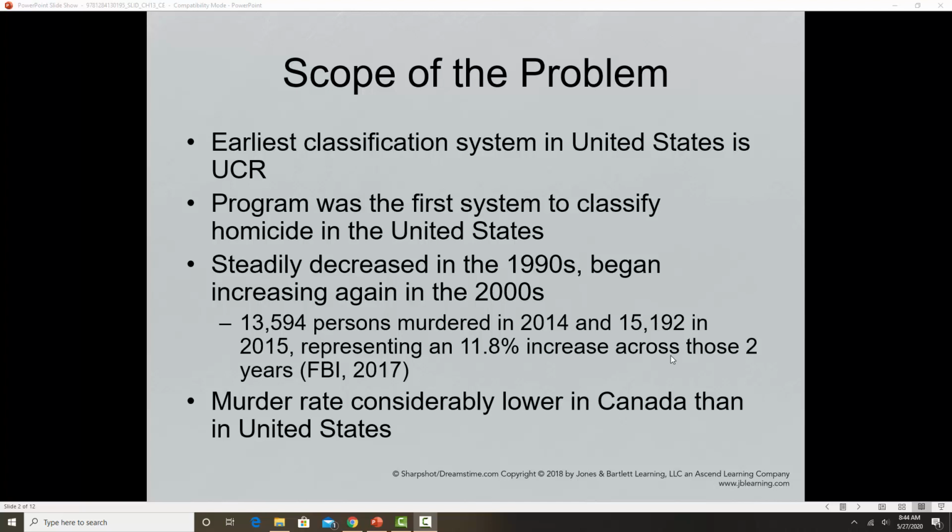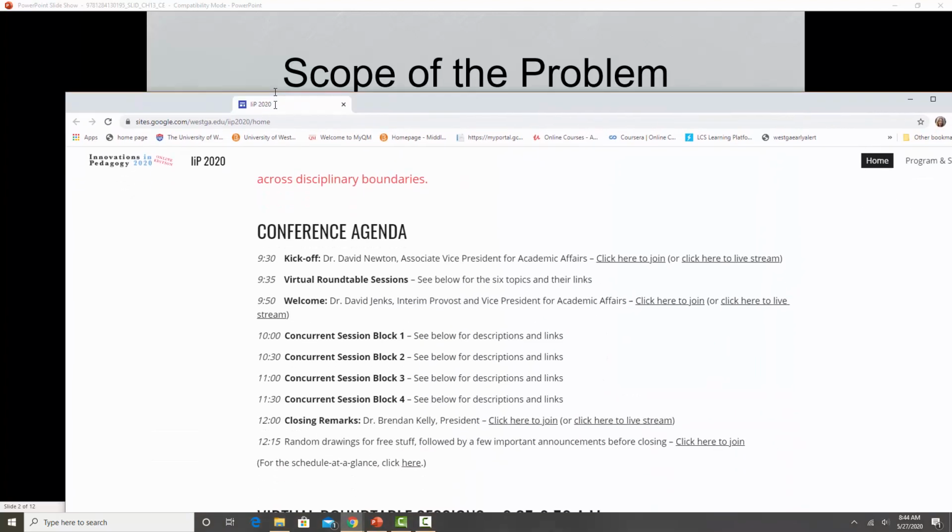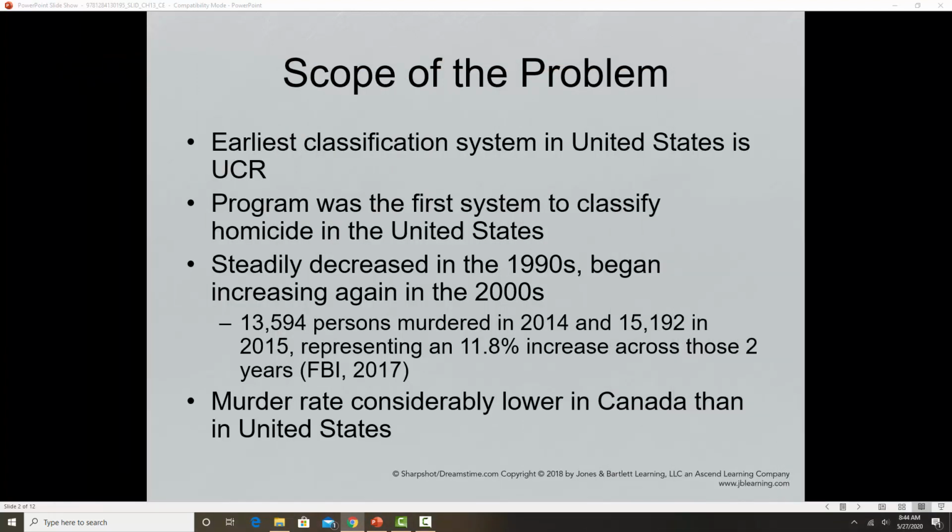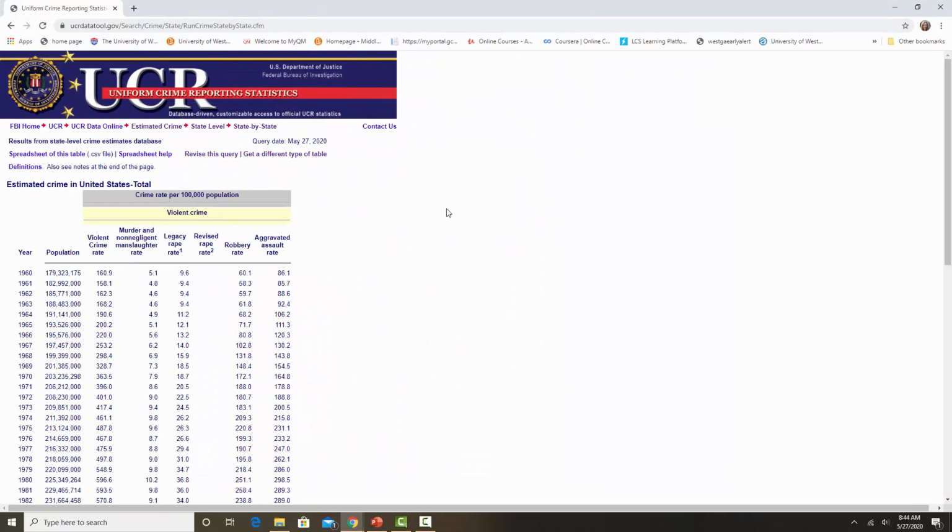When we look at the scope of the problem, the Uniform Crime Report, which we've talked about previously, is the earliest classification system that we used here in the United States to track homicides. And we have seen a steady decrease since the 1990s. Let me pull up this page here. This is the Uniform Crime Report violent crime rate. It does include murder and non-negligent manslaughter rates.